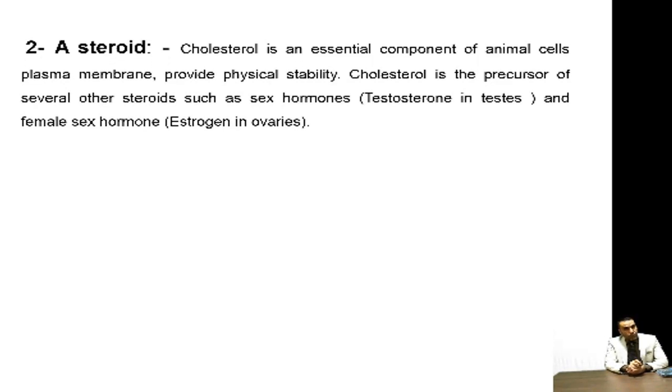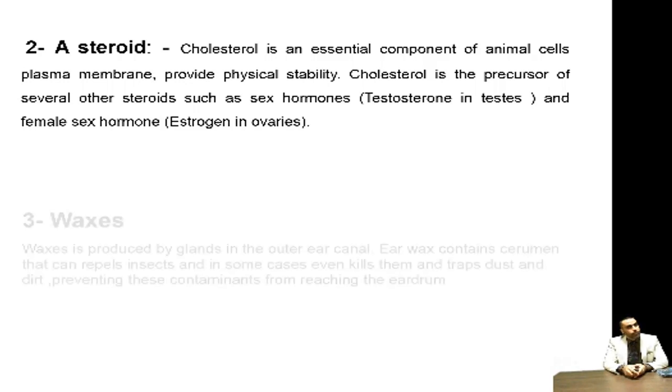We can see as well the steroid. For example, cholesterol is an essential component of the animal cell plasma membrane. More specifically, we can see cholesterol inside the cell membrane. Actually, this provides rigidity as well as physical stability for the cell membrane. Cholesterol also gives us several jobs, like we can find cholesterol in sex hormones, testosterone in the testis in males, and the female sex hormone, estrogen, in the ovaries.